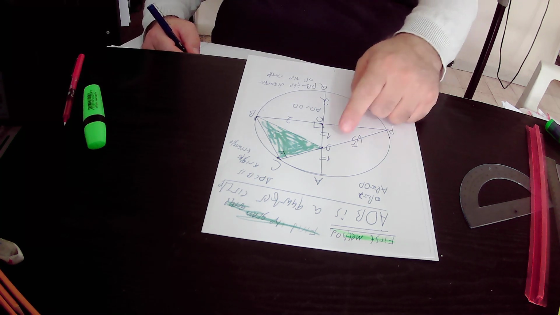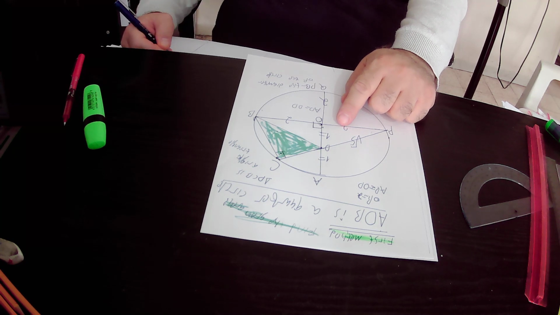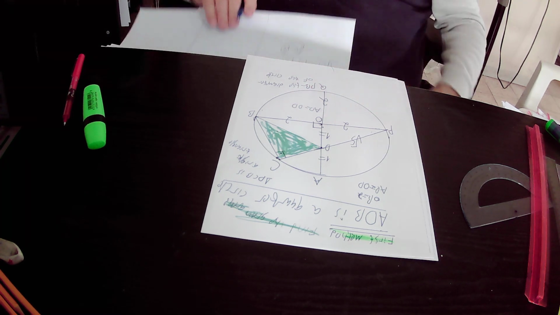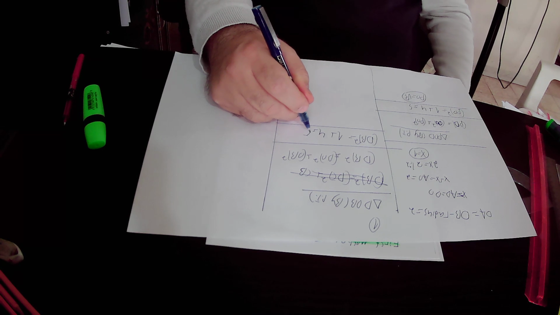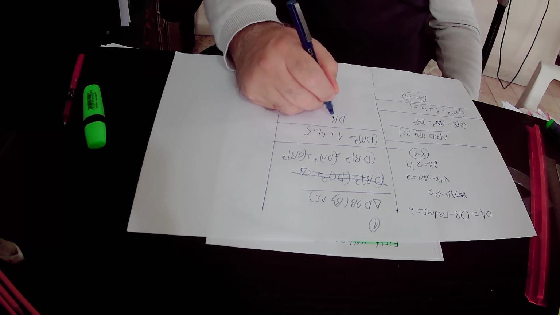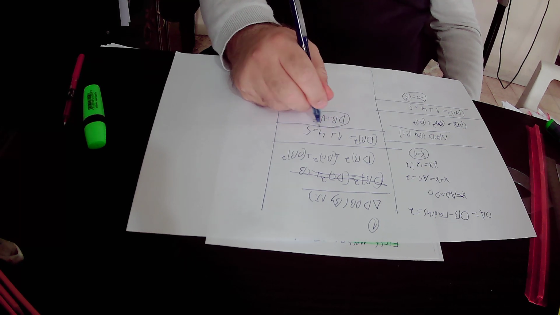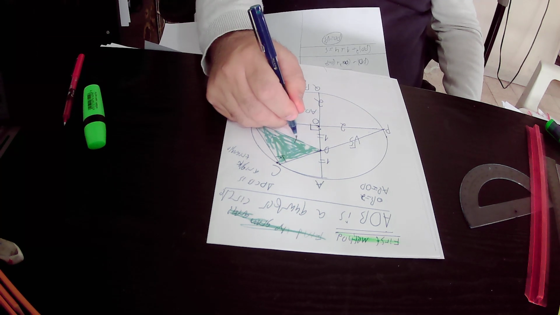DO square. DO equals 1, so DO square is 1 squared, that is 1, plus OB square. OB is 2, so OB square is 2 squared, that is 4. So in conclusion, we found out that DB square equals 1 plus 4, that is 5. We take the square root of this equation and we get that DB equals the square root of 5 units.